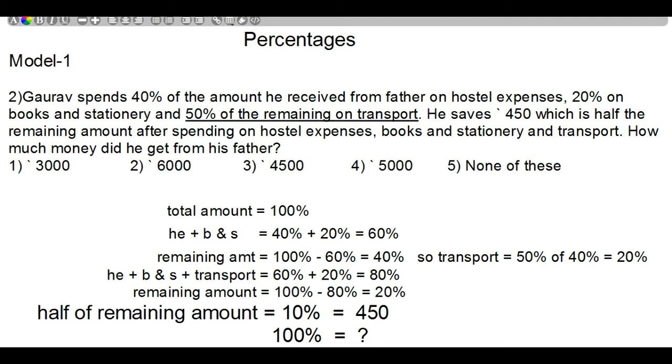So we know that 10% is 450, 100% equals to what? So by cross multiplication we can say that this value will be equal to 4,500 rupees. Why? Because 10% into 10 will give us 100%. So 450 into 10 should give us the equivalent amount. 450 into 10 is 4,500.